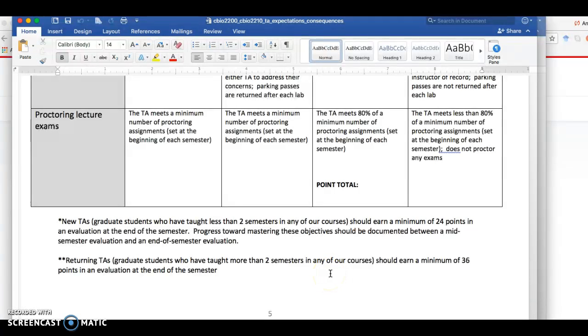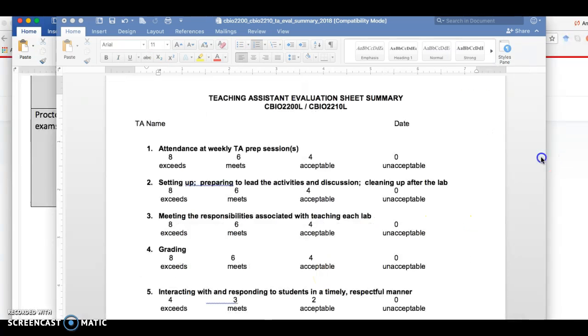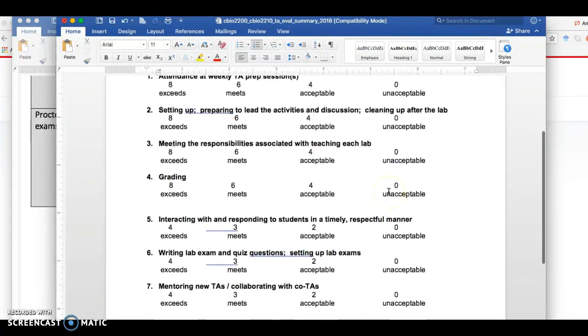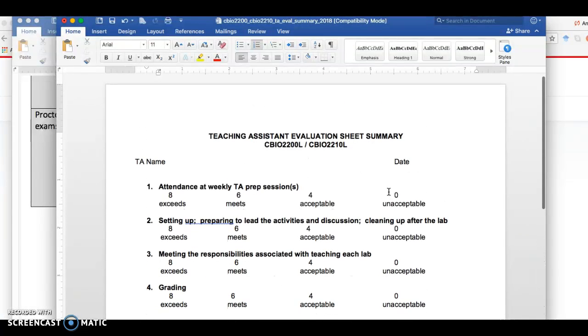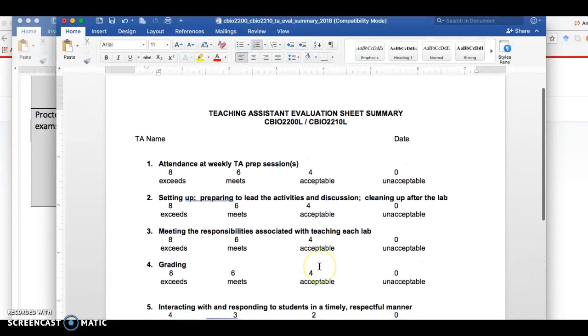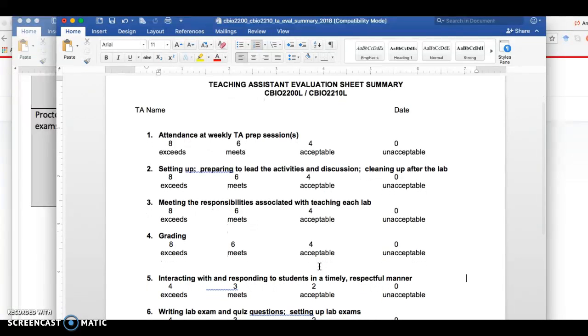A summary of our observation would be provided on a sheet that looks like this here. And then this would be actually what goes to the graduate coordinator. So we have a way to document your performance and document your improvement in performance over the course of the semester. I am very happy to talk with you more about this new evaluation protocol if you would like.